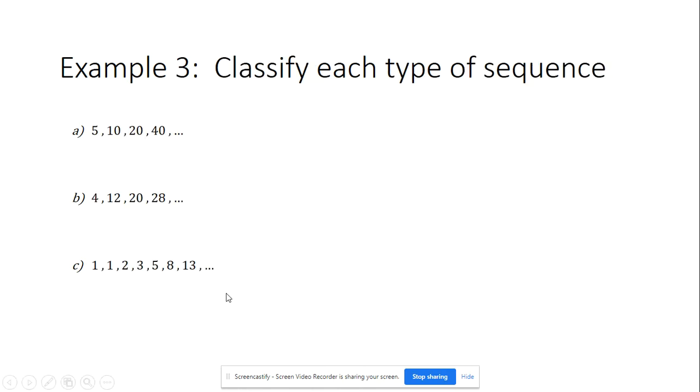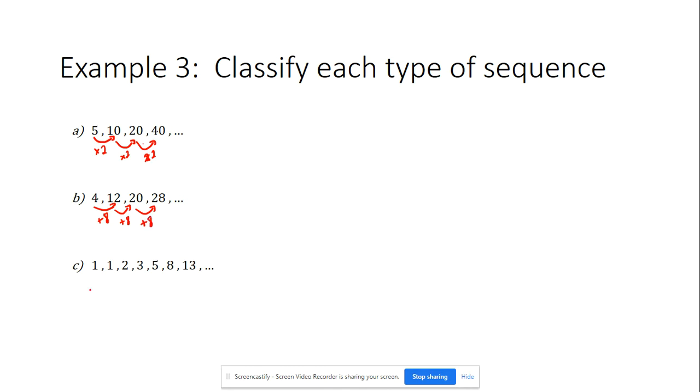Example 3 says classify each type of sequence. In these 3 sequences we have different patterns, and we have to identify what those are. First one, we have 5, 10, 20, 40. Hopefully what you recognize is that we are multiplying times 2. What's different about example B is that in this case, we are adding 8 every time.